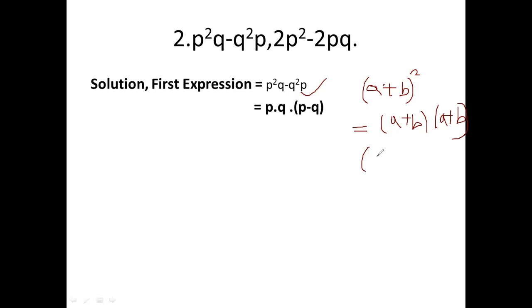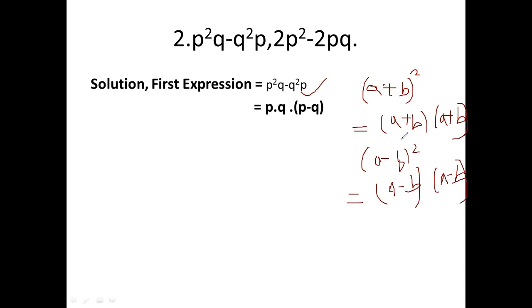And if they are in this form, a minus b whole square, then for the binomial factors, a minus b whole square means a minus b into a minus b. You have to write its factors here. First write a minus b. One factor is a minus b, another factor is also a minus b. There will be two factors, a minus b.